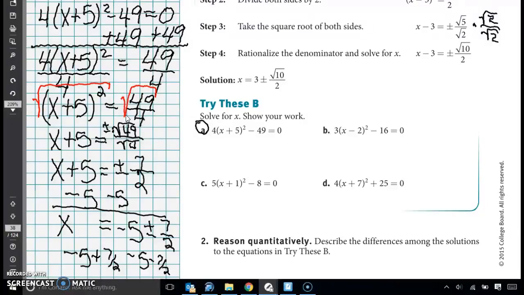So we're going to do another one where we have to do that. Alright, so questions on this one? Alright, so let's do another one.